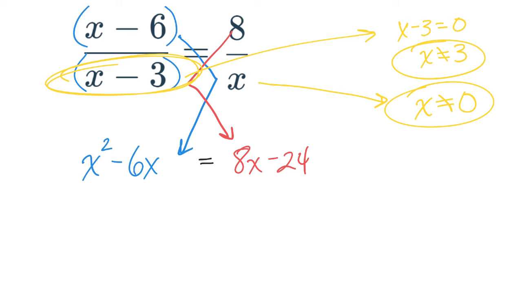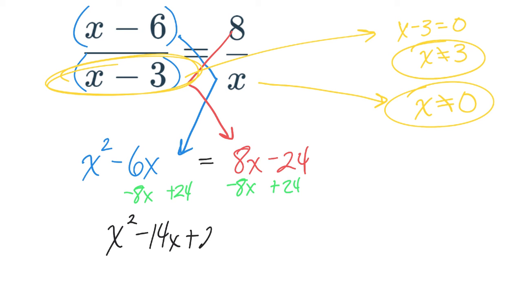Now this ends up being a quadratic equation, and on a quadratic equation we want everything to be on one side. So I'm going to move the 8x over and the 24, and it would look like this, and I would have x squared minus 14x plus 24 equals 0. Now if it doesn't factor, remember we can use the quadratic formula. But in this case, we do have factors of 24 that can become negative 14.